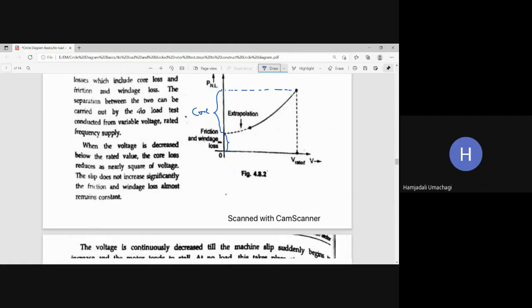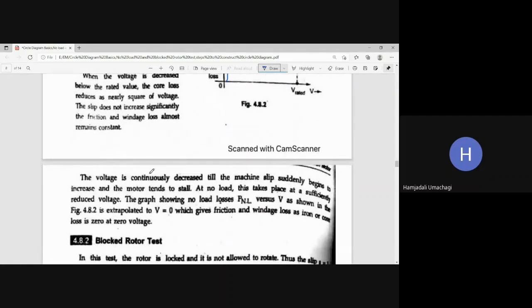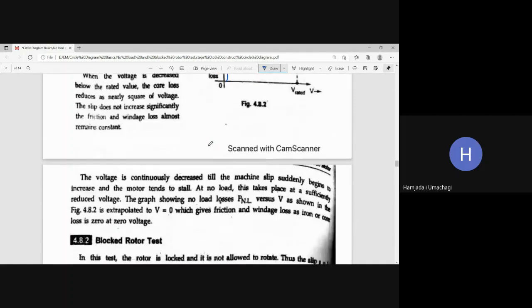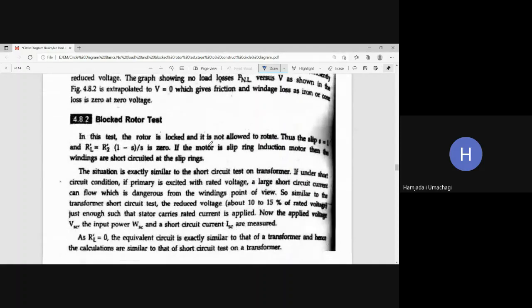Okay, fine. Now the voltage is continuously decreased to get the extrapolation point, and from there we trace out the iron and friction windage losses. Okay, after this, let us move to the second test. So the second test is what? The blocked rotor test. This blocked rotor test is nothing but the short circuit test we have seen for the transformer. And for the short circuit test, the conditions are: in the case of the transformer, we short the secondary and make the ammeter carry the rated current.